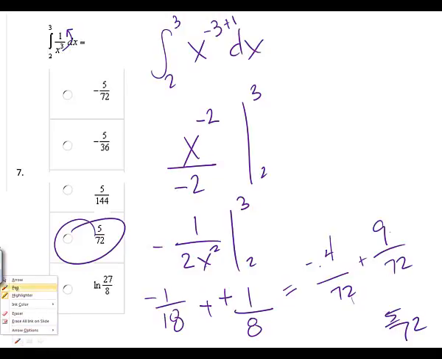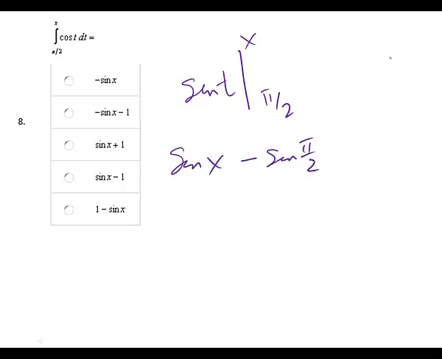Oh, that's a highlighter. All right, we good with 7? All right. When I integrate cosine, what do we get? Sine. So we've got sine, oh, and this one's a little bit weird, of t, right? We're supposed to go from pi over 2 to x. All right, we're going to go ahead and plug in what we've got, right? So we plug in sine of x minus sine of pi over 2.